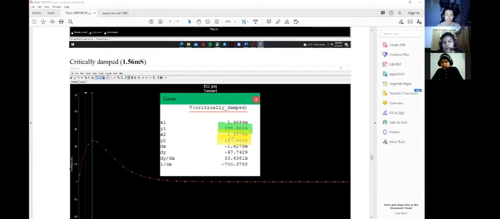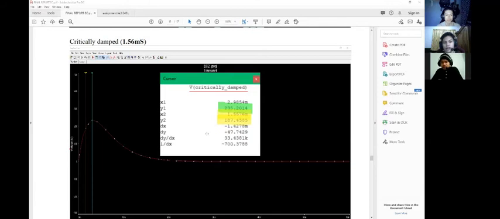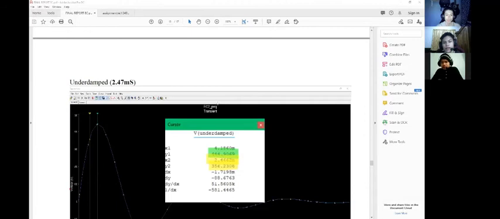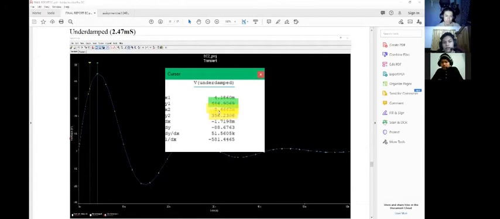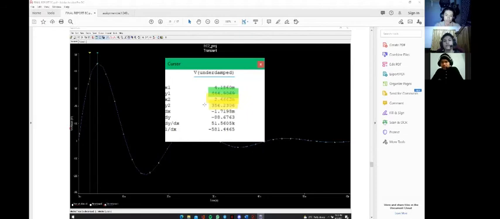1.56 millisecond. And lastly, for underdamped case, the peak current is 444.91. And then 80% of that value is 356.23, leaving us with the time it takes to reach 80%, 2.47 millisecond. That's all for me. Thank you.